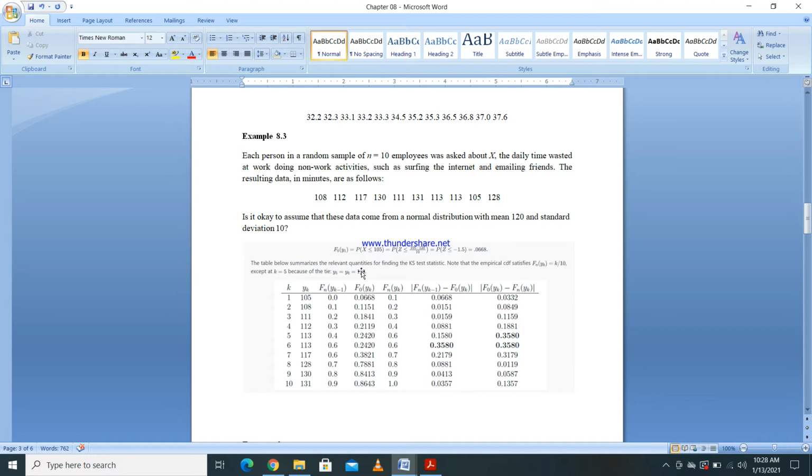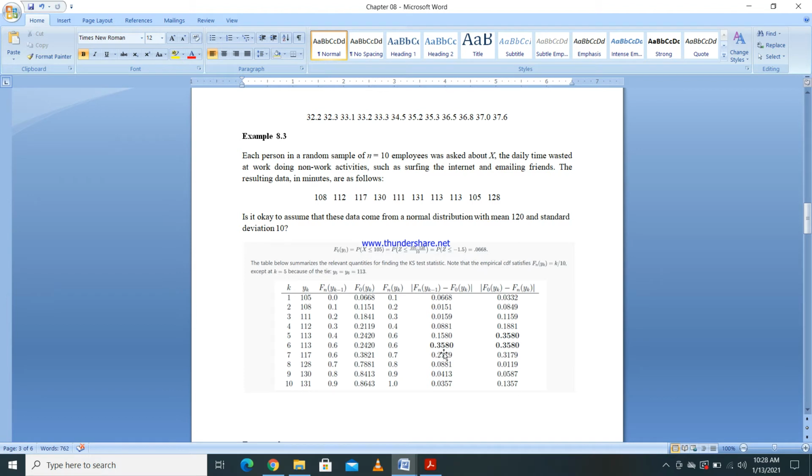After that, what we are doing is, we take the values of this original distribution and the values of Fn(yk minus 1) and find the difference between these two. That is this column. Right? So 0.0668 minus 0, 0.1151 minus 0.1. Likewise, you have to take the absolute difference. Also, you have to find the difference between the normal distribution values and the empirical distribution values Fn(yk) and take the absolute value.